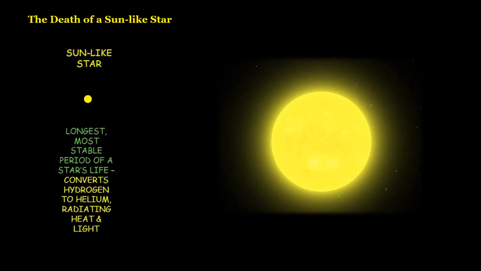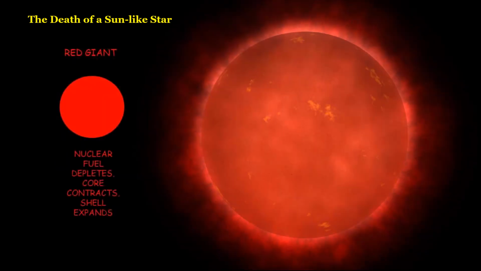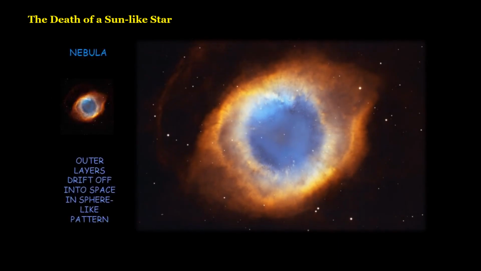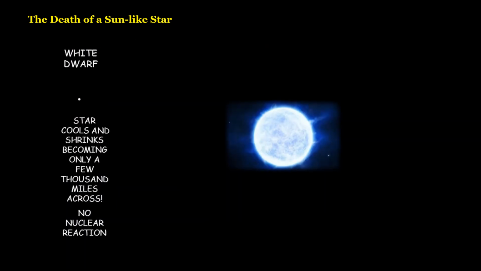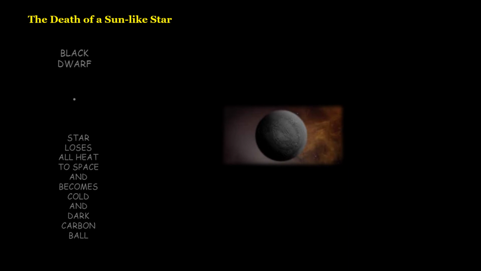The death of a sun-like star. Sun-like star. Longest, most stable period of a star's life, converts hydrogen to helium, radiating heat and light. Red giant. Nuclear fuel depletes, core contracts, shell expands. Nebula. Outer layers drift off into space in sphere-like pattern. White dwarf. Star cools and shrinks, becoming only a few thousand miles across, no nuclear reaction. Black dwarf. Star loses all heat to space and becomes cold and dark carbon ball.